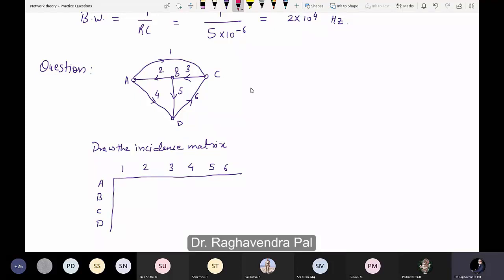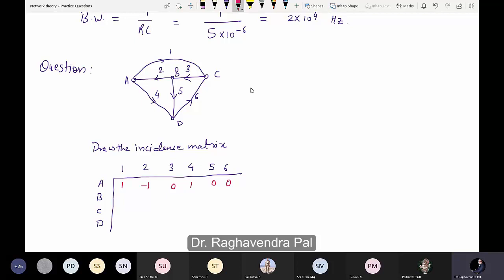Now you can write the values of the elements in the matrix. What will be the value? The value will be A and 1. Take the first row. How many branches are coming inside A? Coming towards A, that is 2. The branches going out from A are 1 and 4, so 1 and 4 will be positive, plus 1 and plus 1. 2 will be minus 1. Which are not connected to it will be 0.